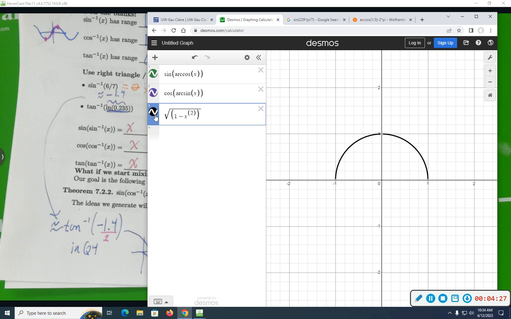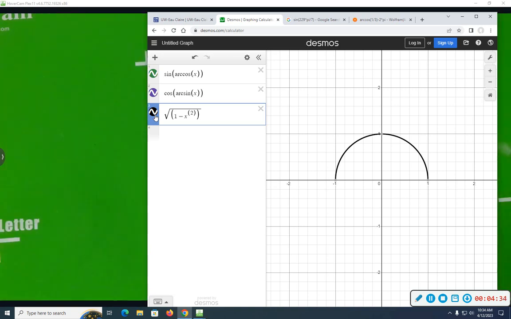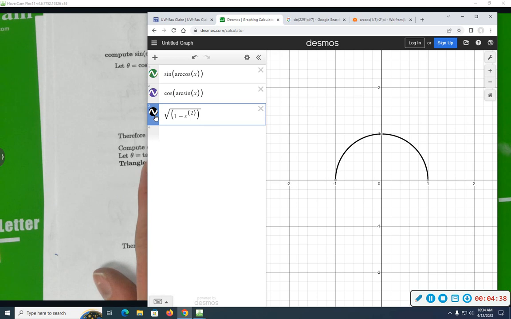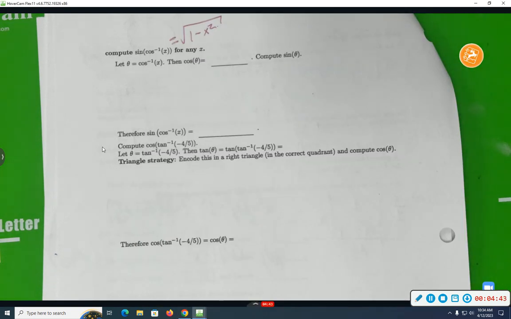Well, let's use the ideas we got to get this formula, and let's use it to do one more computation. Let's try to compute the cosine of the inverse tangent of negative 4 over 5.